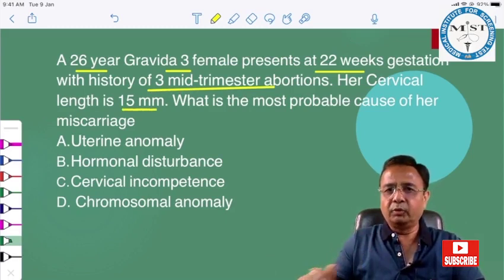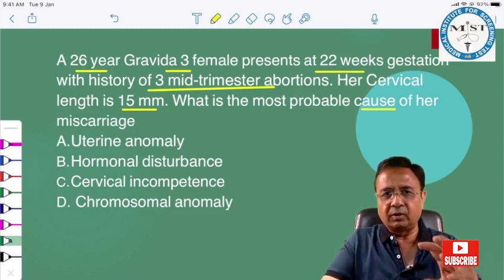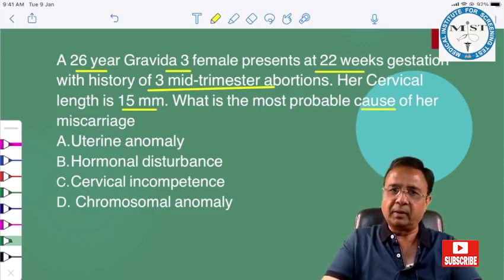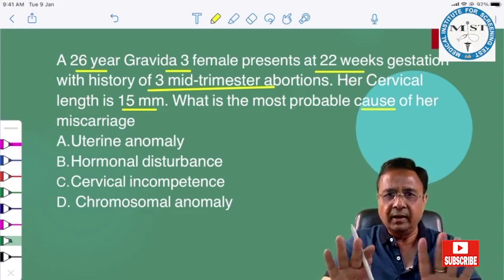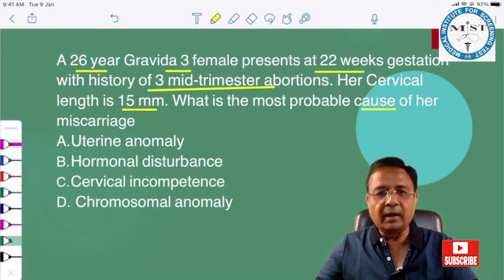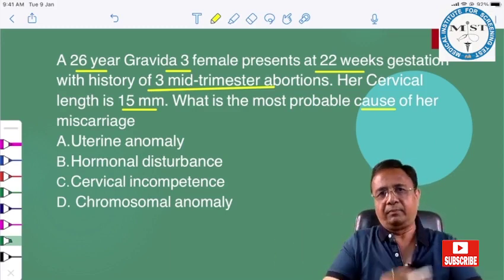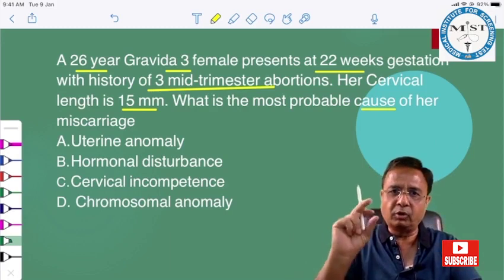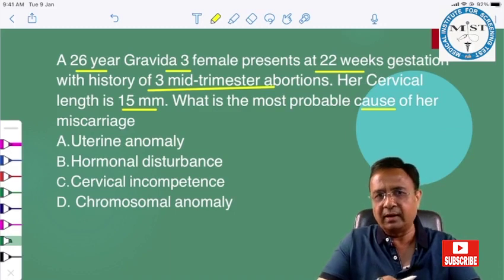What examiner is asking? Most probable cause. Examiner is concerned with the most probable cause of her miscarriage. She is giving history of repeated mid-trimester abortion, and we know the most common cause of recurrent mid-trimester abortion is cervical incompetence. Fine. Let's have a quick look here. Uterine anomaly, no way, uterine anomaly comes after cervical incompetence. Examiner is asking most probable cause, so most probable is cervical incompetence.